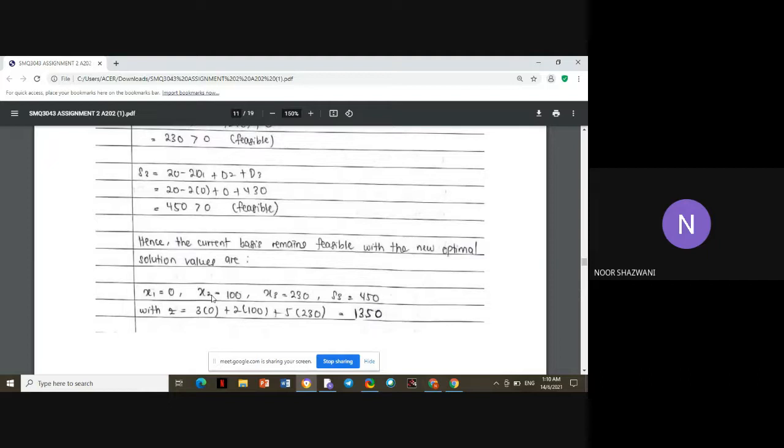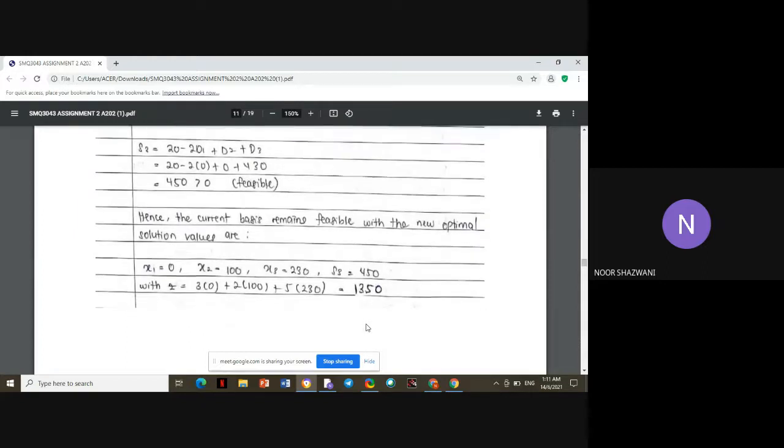0, X2 equals 100, X3 equals 230, S3 equals 450. And then I just substitute all these values into the original Z value. So after I substitute, I got the answer, which is 1350.